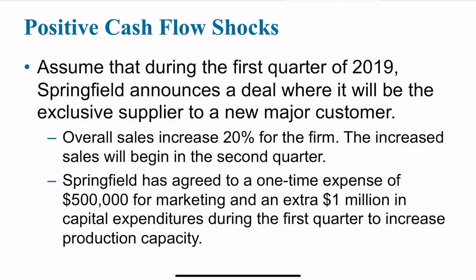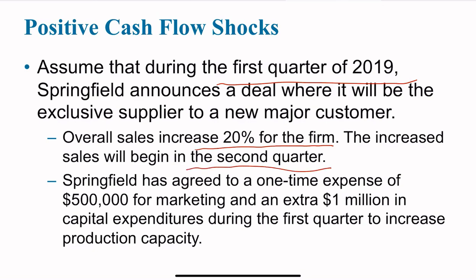So let's say we assume during the first quarter of 2019, the firm says it has a deal and it will become the exclusive supplier to a new major customer. So the firm forecasts the sales will increase 20% in the future. And the sale increase will only begin in Q2.